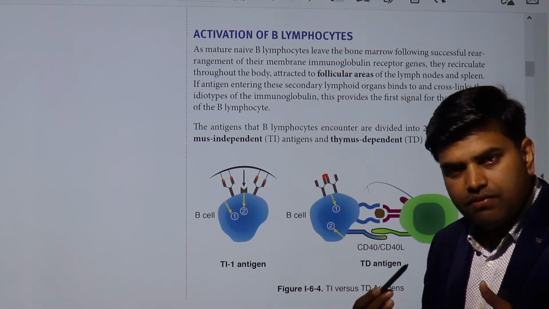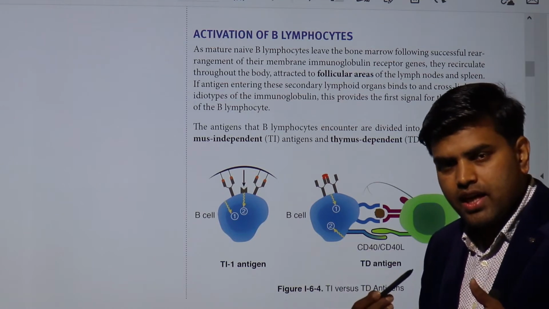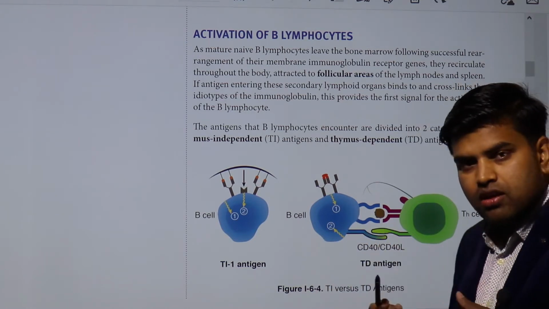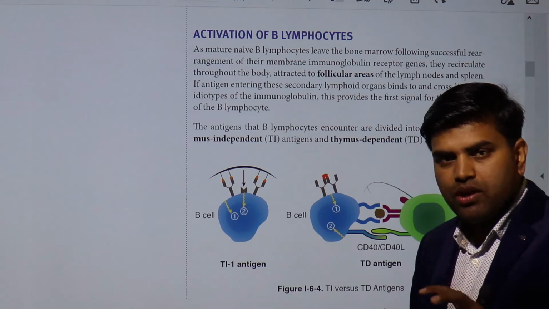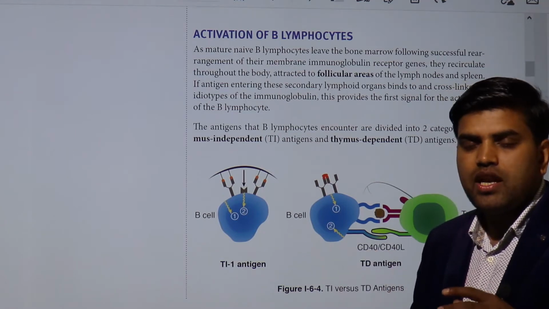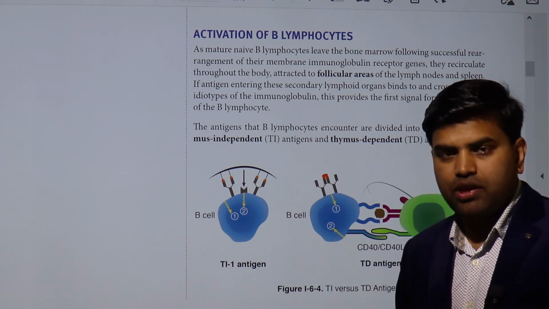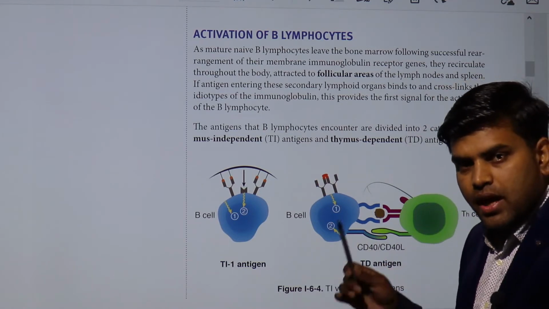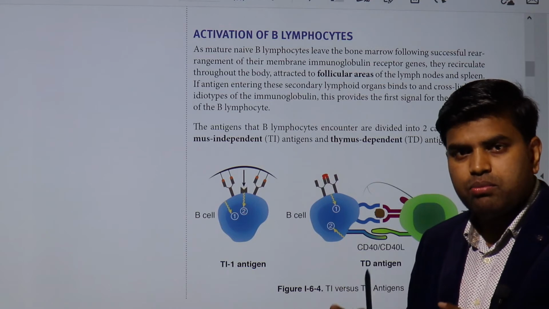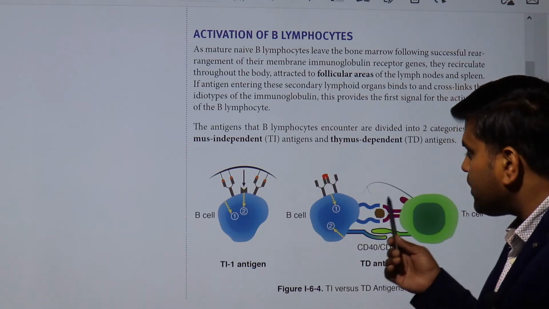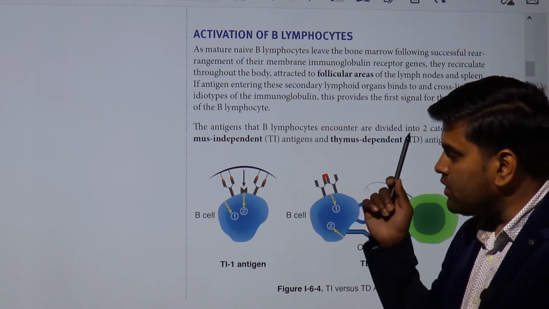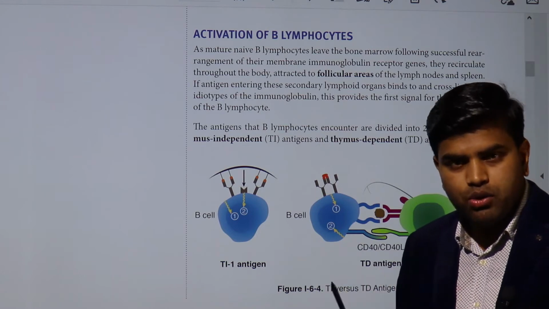If there is a second-time infection or second attack, the memory B cell is already there, and it will directly convert into the plasma cell and form the antibody, and a robust immune response will be there. So if it is Thymus dependent, the immunity will be robust and there will be memory cells. But if it is Thymus independent, then there will be no memory cell.